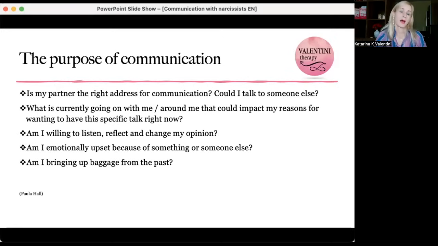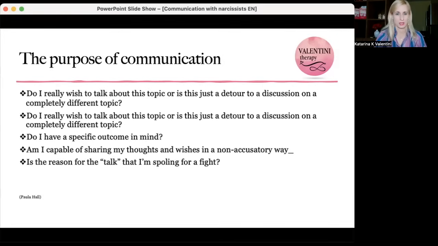Are you bringing up baggage from the past? That too is something that we love to do, especially when we want to prove our point. Now, do you really wish to talk about this specific topic that you brought up, or was this just a detour to a discussion on a completely different topic? Be clear, be concise, be concrete. Don't do any detours. Do you really wish to talk about this topic? Okay, we've covered that.